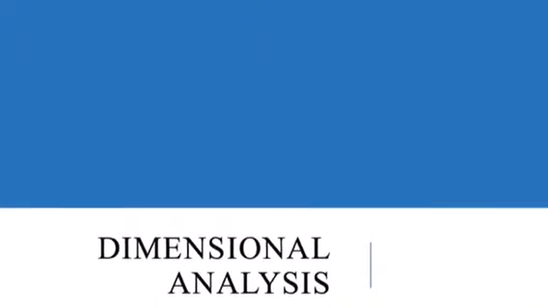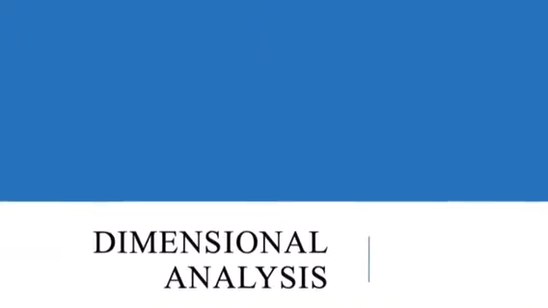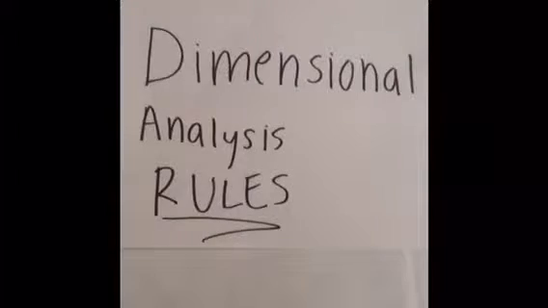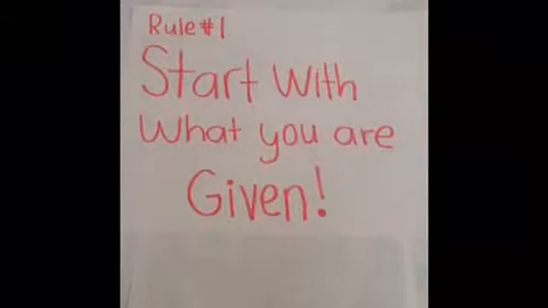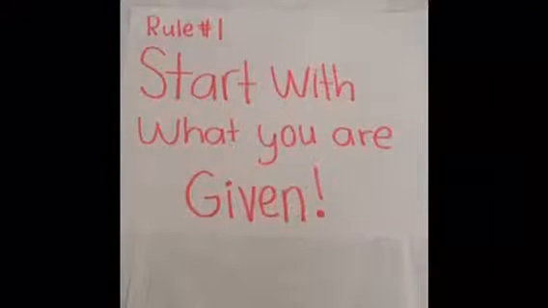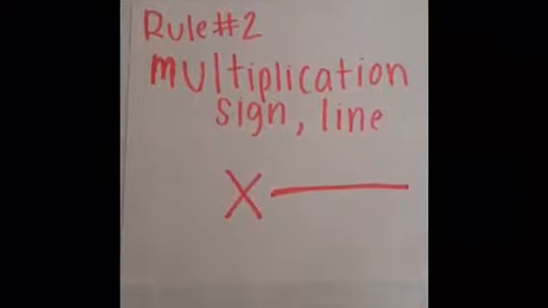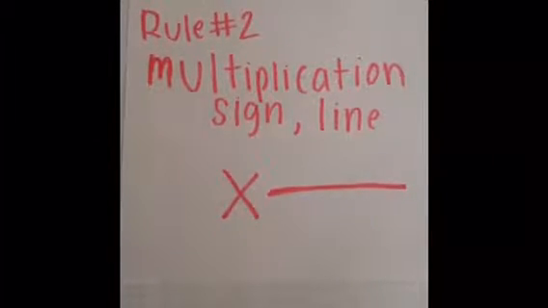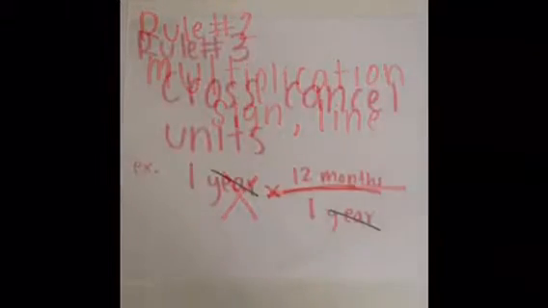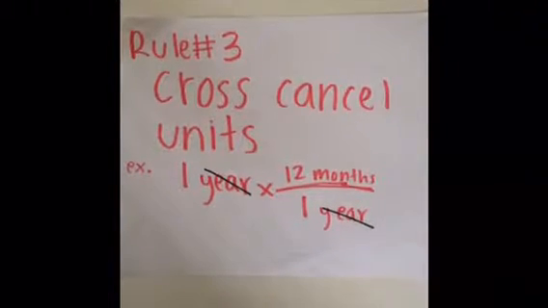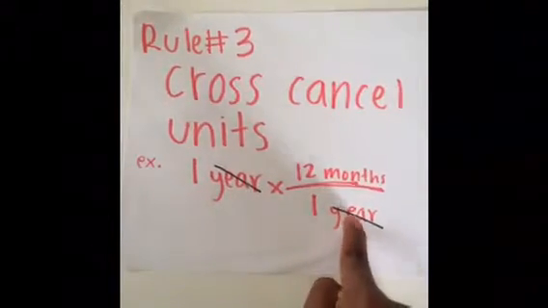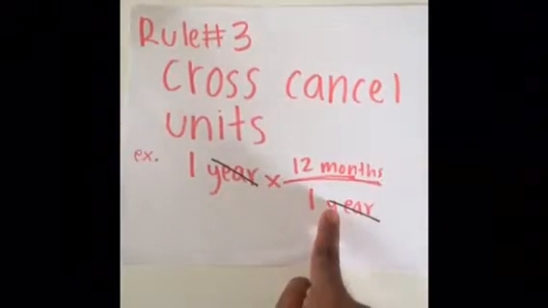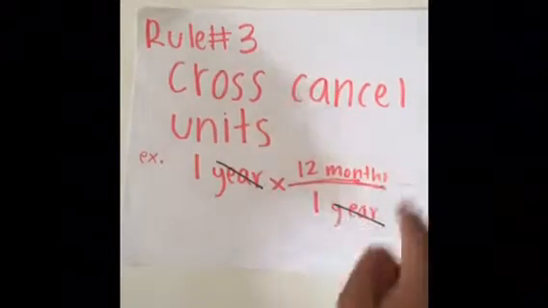Dimensional analysis. Dimensional analysis rules. Rule number 1: start with what you are given. Rule number 2: multiplication sign, then add a line. Rule number 3: cross-cancel units. Example, 1 year cross-cancels 1 year, which equals 12 months. So both of these units cancel to equal months.